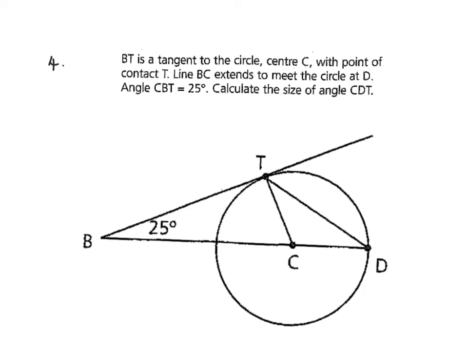Question 4. So what we want to do is to fill in as many of the missing angles as possible. We want the size of angle CDT. Now angle CDT is this angle in here. So the first thing is, this line is a tangent. We are told that in the question. So this is the tangent. I need to remember that a tangent meets a radius at 90 degrees. This is a radius here. So this angle will be a 90-degree angle.